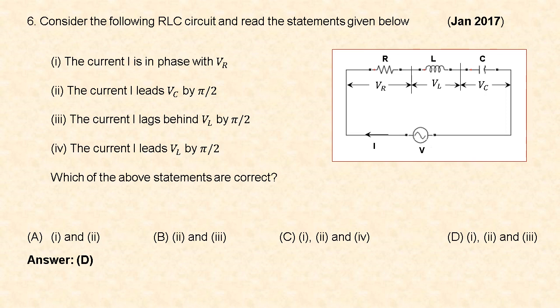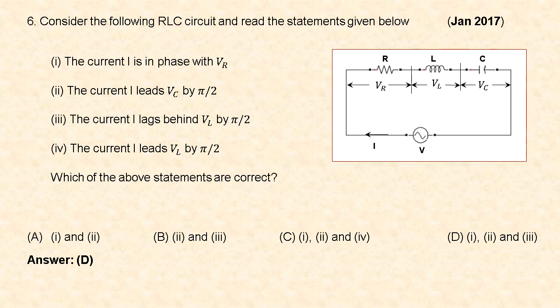The current I leads VC by pi by 2, where VC is the voltage across the capacitor. The third statement is: the current I lags behind VL, that is the voltage across the inductor, by pi by 2. The fourth: the current I leads VL by pi by 2. Which of the above statements are correct? And the options are 1 and 2, 2 and 3, 1, 2 and 4, 1, 2 and 3.